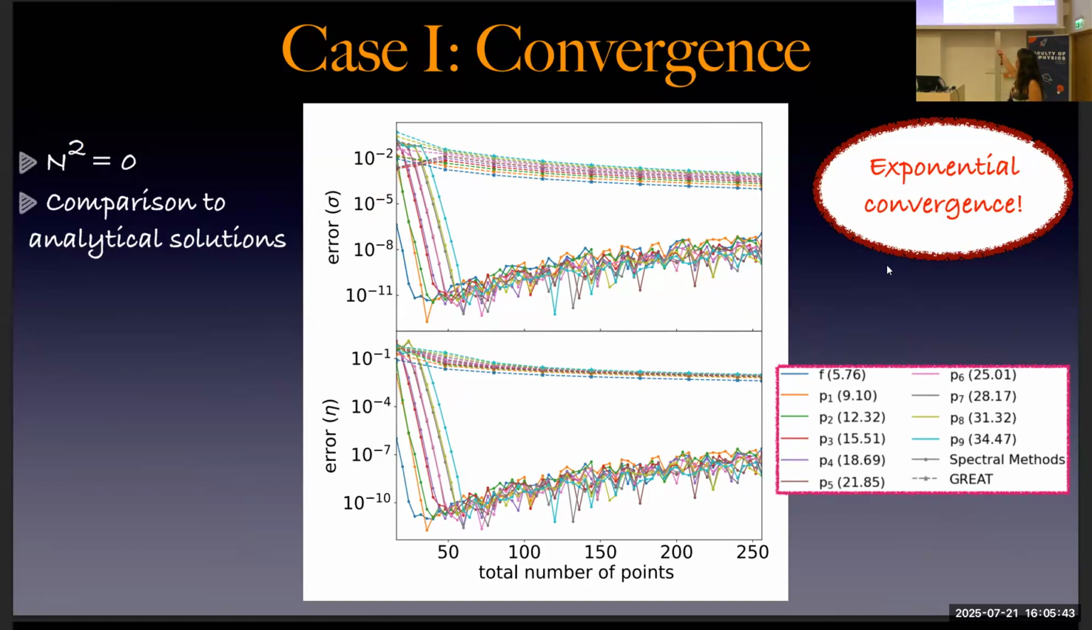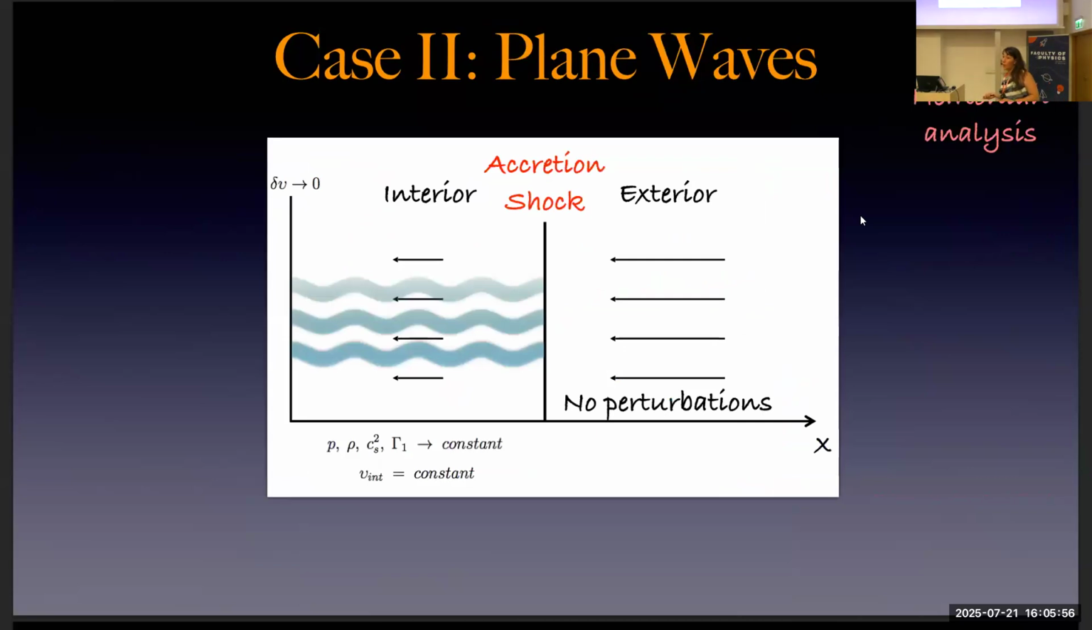And you can see that it doesn't perform that great in this case. I mean, we have quadratic order convergence, while with the spectral methods, we can have exponential. So now we move on to the plane waves case, where here we consider that we have one-dimensional flow.